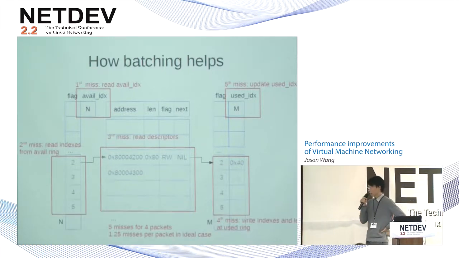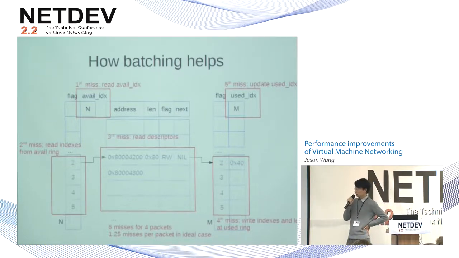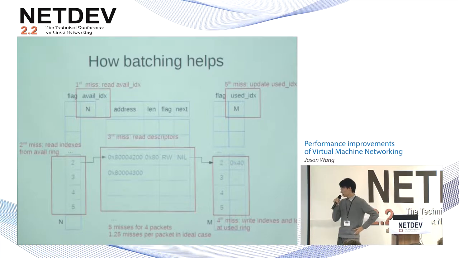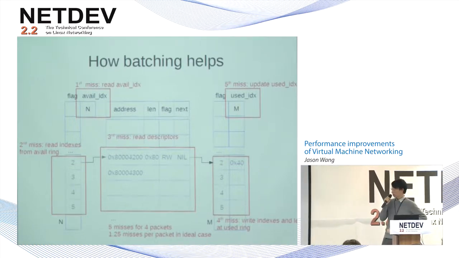So we can easily amortize the cache misses through batching. If we batch 4 packets, what do we get? In this case, we still get one miss when reading the available index. But we only get one miss when we batch read the index from the available ring, so one miss for 4 packets. And one miss for the 4 descriptor reads from the descriptor table, one miss when writing the 4 indices in the used ring, and another one when updating the used index. So after using batching, in the best case, we only get 1.25 misses per packet. That's pretty good.